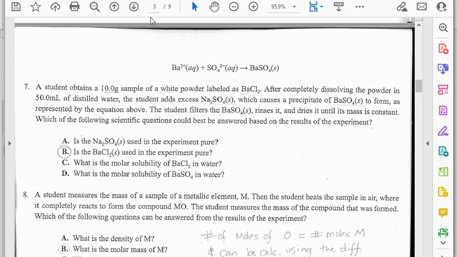So, do you guys even know what molar solubility is at this point? No. So you can probably get rid of those 2 pretty quick. My thoughts exactly. I can't explain that sort of thing until you get into that, so just get rid of those 2 right away. Is the Na2SO4 used in the experiment pure? If that was pure, when this precipitates out, it's going to take all the SO4 and leave behind the Ba here.